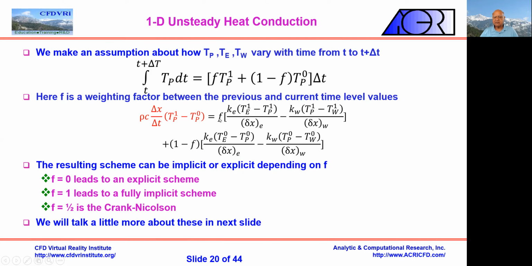If I make f equal to 0, then this drops out. I know all of these values. So we now have an explicit system because I know everything on the right-hand side. TP0 is known. I can just compute TP1 from a simple formula, right? If I make it 1, then this drops out and I'm left with this one, and everything is unknown except TP0. This is unknown, this is unknown, this is unknown, right? So this is called fully implicit. Now, one of the very popular techniques is what's called Crank-Nicolson. There we put half of each, f equal to half at the old step, half at the new step. It has many advantages, right? So we'll talk a little more about this in the next slide.